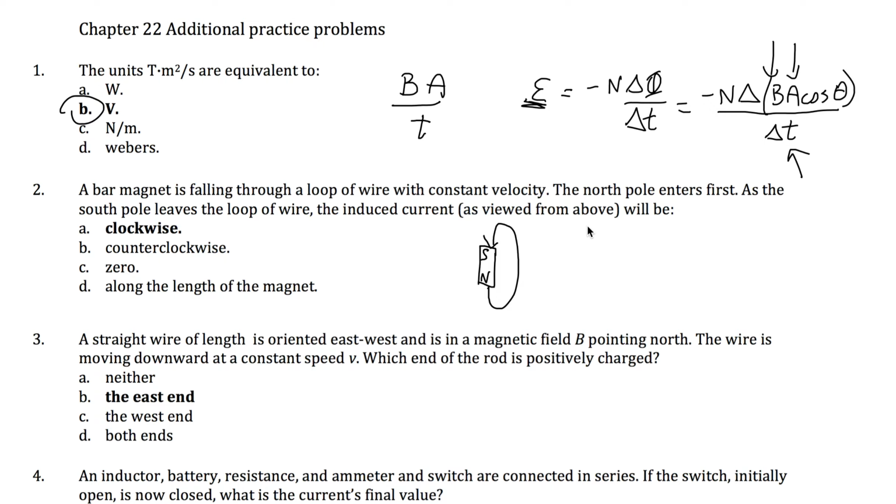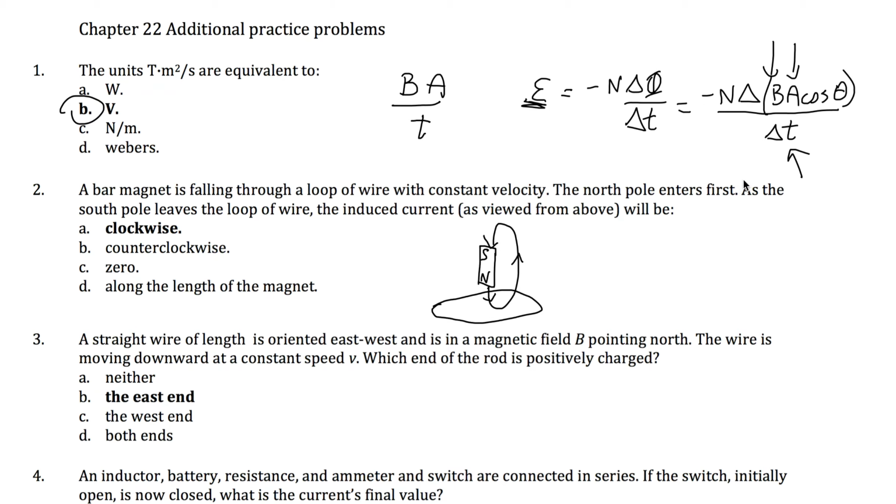For number 2, this is a Lenz's law problem because we're trying to find the direction of the induced current in a loop when a magnet is entering it. So the first thing we need to know is that when we have a magnet, the magnetic field goes away from the North Pole and towards the South Pole. In this case, the North Pole is entering first. So if we have our loop over here, then we have the field going down into the loop and the magnetic flux is increasing.